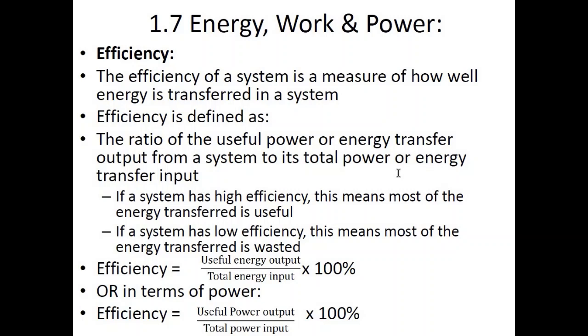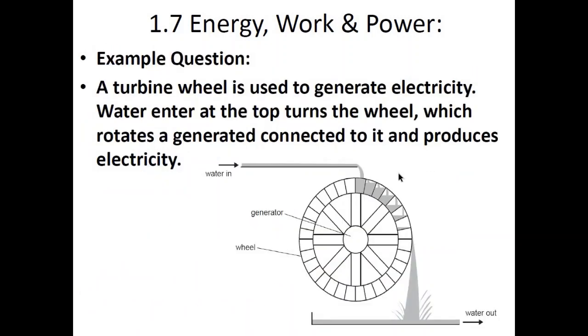So anyways, the formula for efficiency is energy output divided by energy input into 100%. Or in terms of power, you can write it as useful power output divided by total power input into 100%. You always have to put a percentage symbol with your answer when talking about efficiency.